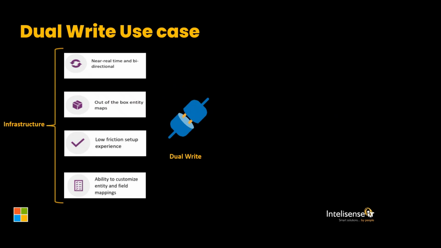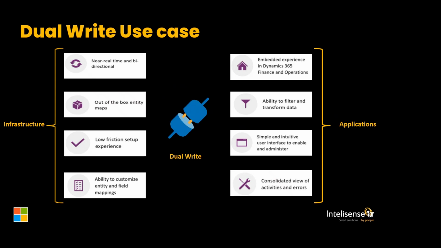Another key aspect of dual write is on the application side. The framework provides a unified product mastering experience along with integrated customer master and vendor master. System comes with an intuitive user interface for filtering and transforming the data across the whole system. Overall, it gives an embedded user experience for various business processes such as procure to pay, prospect to cash, and many more.